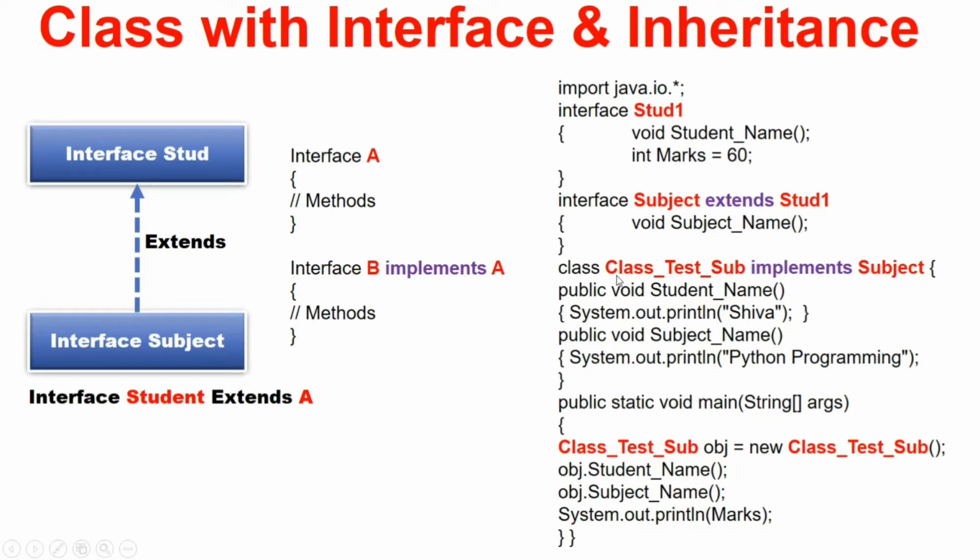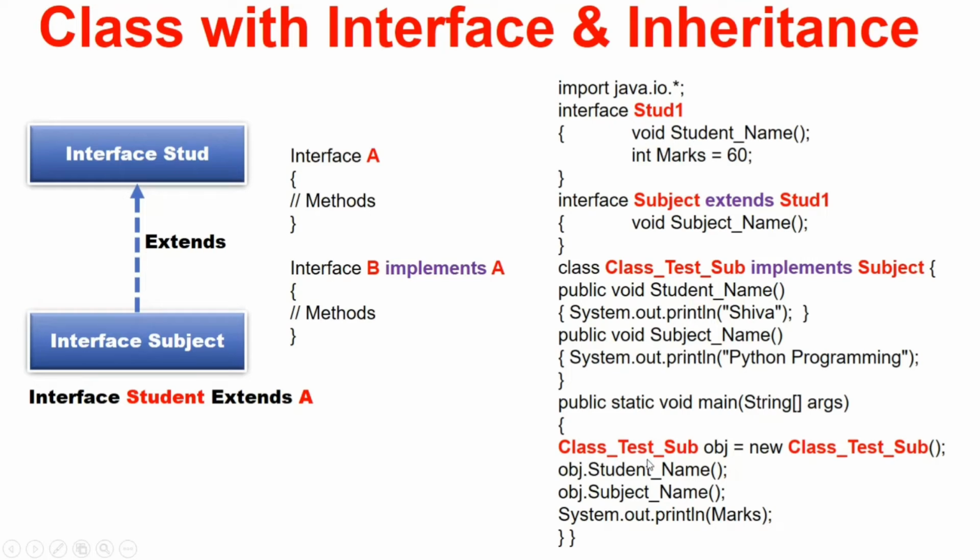Now we move on to the main class. The class name is class_test_sub. It is going to implement the interface subject. The subject already has the subject method as well as the student method. Here we have created an output statement for void student_name, and similarly one more output for the subject, void subject_name, and finally marks.